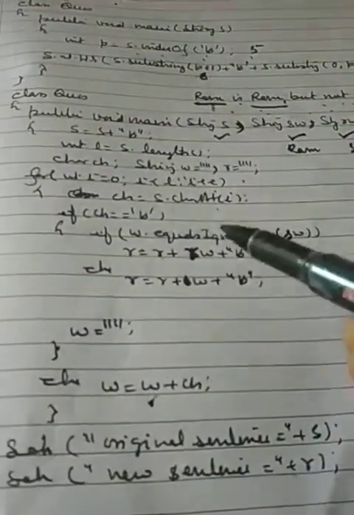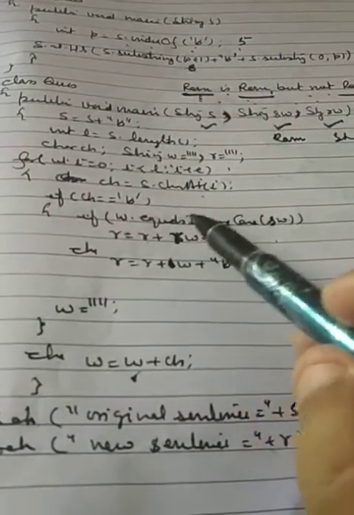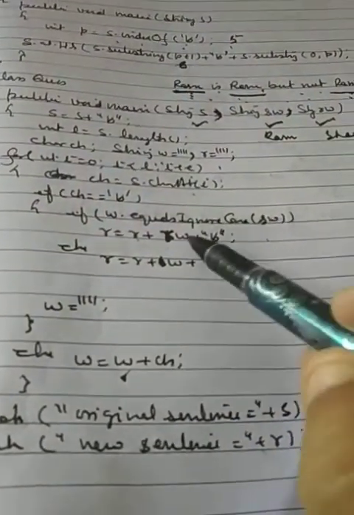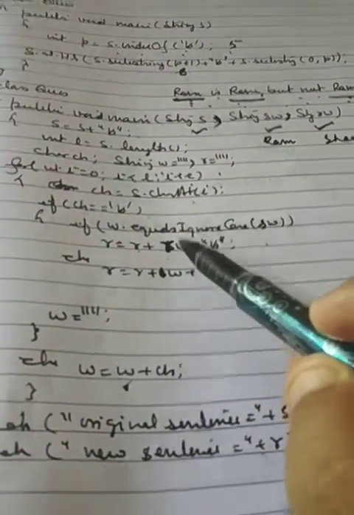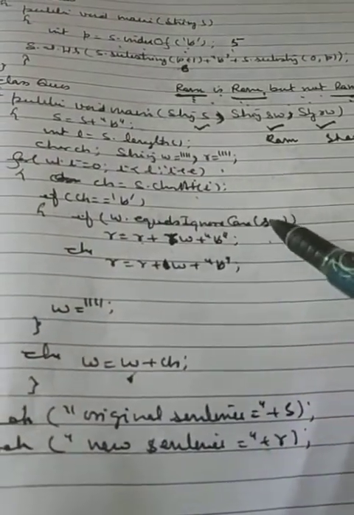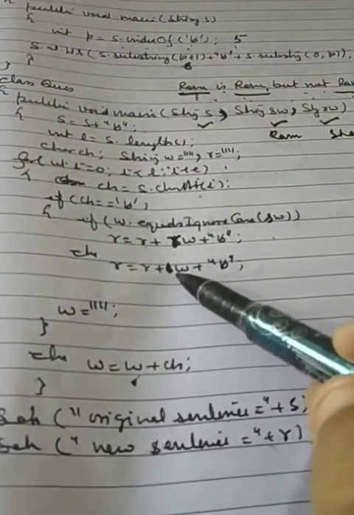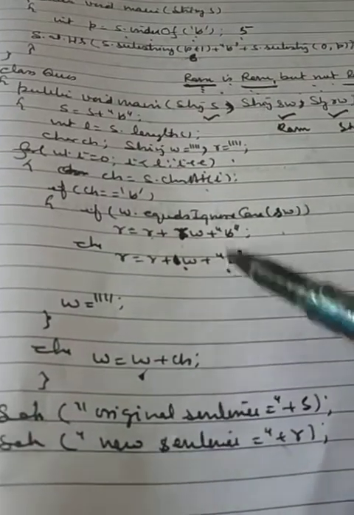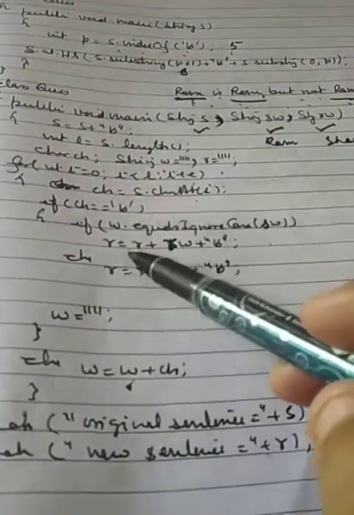So what I have done is, if W equals ignore case Ram, then we have added Shyam into it. And if W dot equals ignore case is not equal to Ram, then whatever word you have picked up, you have added that word in R. So first you have got Ram, then you have added Shyam.